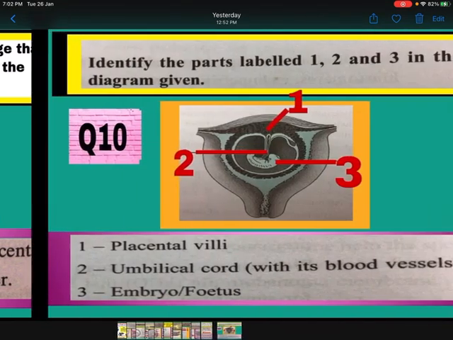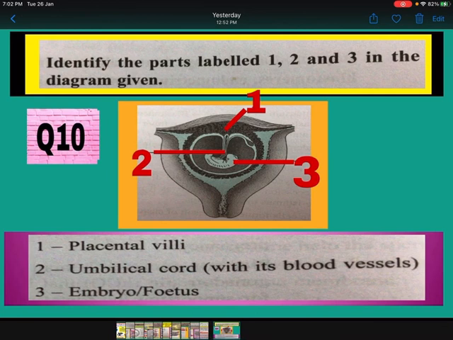Now come to question number 10. Identify the parts labeled 1, 2 and 3 in the diagram given below. See the diagram. A human fetus within the uterus is shown in this diagram. Labeling number 1, it is placental villi.